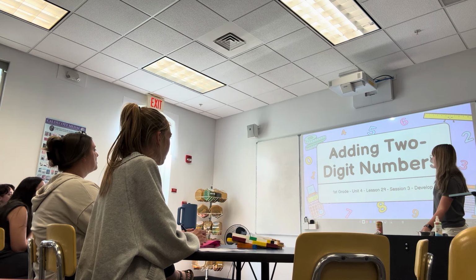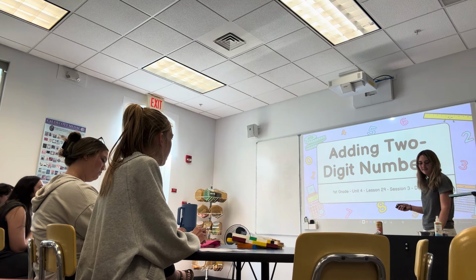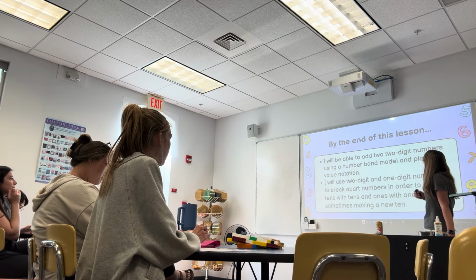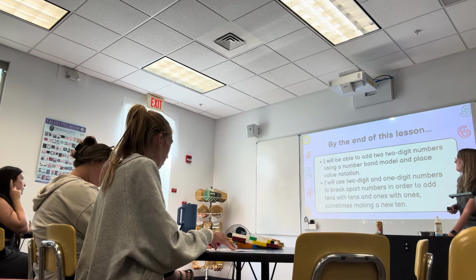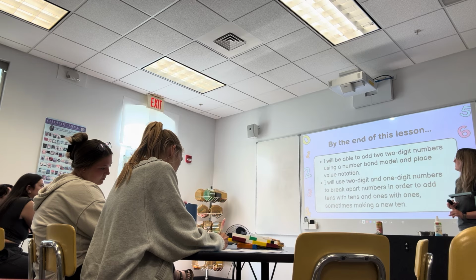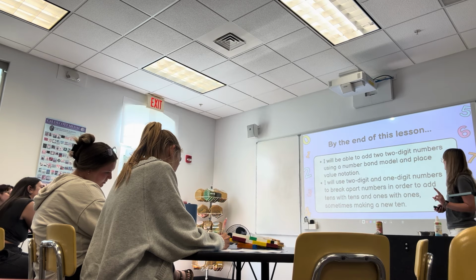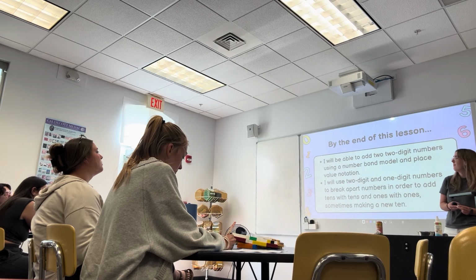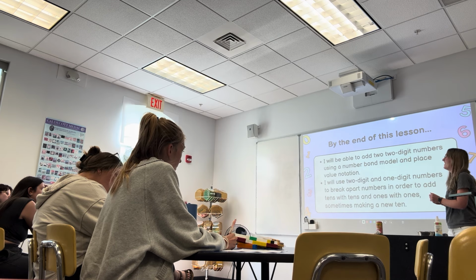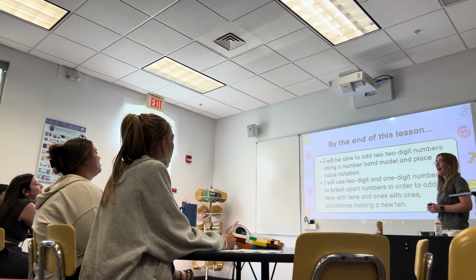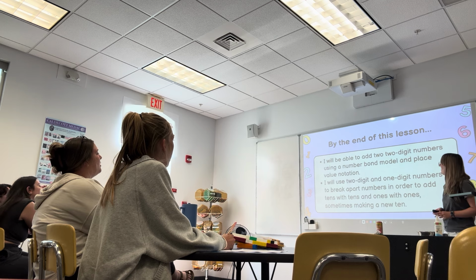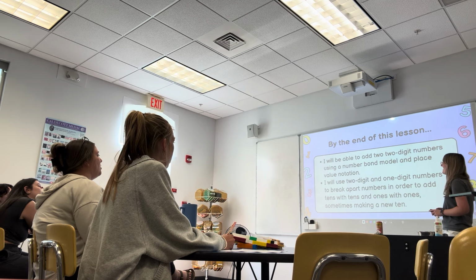Adding 2-digit numbers. This is the last lesson in our unit. By the end of this lesson, these are the learning objectives. I will read it first and then we can read it all together. The first one: I will be able to add 2-digit numbers using a number bond model and place value notation. We can read that one all together. I will be able to add 2-digit numbers using a number bond model and place value notation.